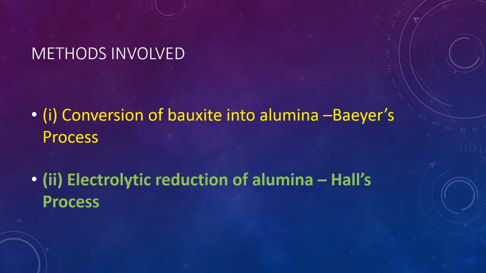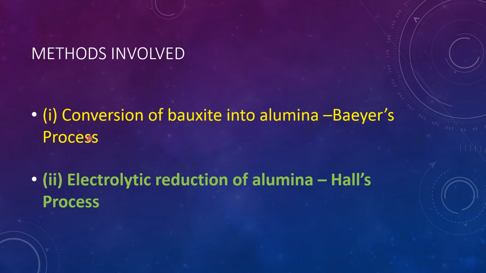Then what are the methods involved in the process of ore to aluminium? The first one is conversion of bauxite into alumina. It's the Bayer process. Bayer is one of the scientists who found that process, so we call it the Bayer process. Then the second is electrolytic reduction of alumina in the Hall-Heroult process, or Hall's process.